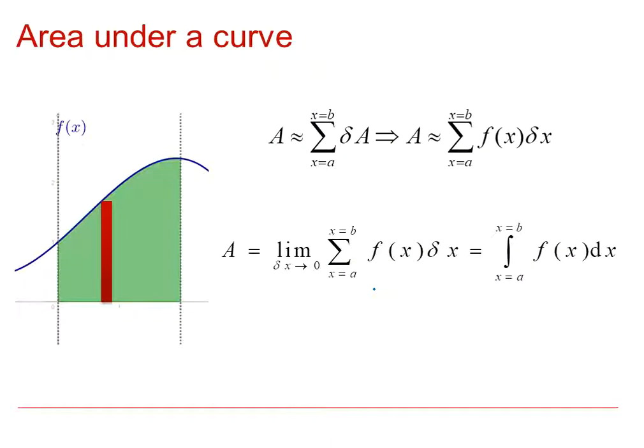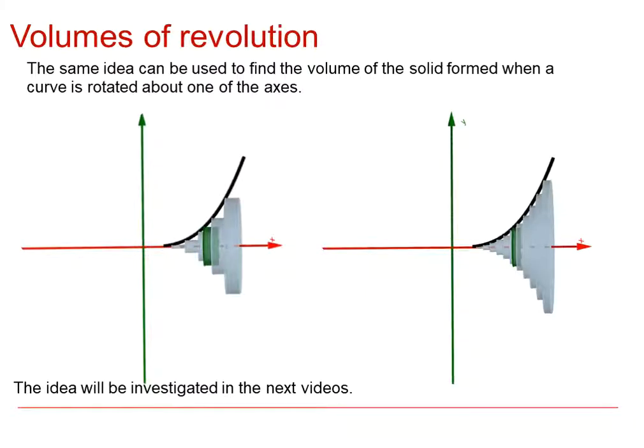So there's the clear explanation of how we find the area underneath a curve. We can also now look at volumes of revolution. The same idea can be used to find the volume of a solid formed when a curve is rotated about one of the axes. So here we've taken a simple curve and rotated it about the x-axis to create a volume. And you can see that the approximate volume generated is these 5 cylinders. This is delta x here, but when we make delta x much smaller, much closer to 0, you can see the volume is more accurate.